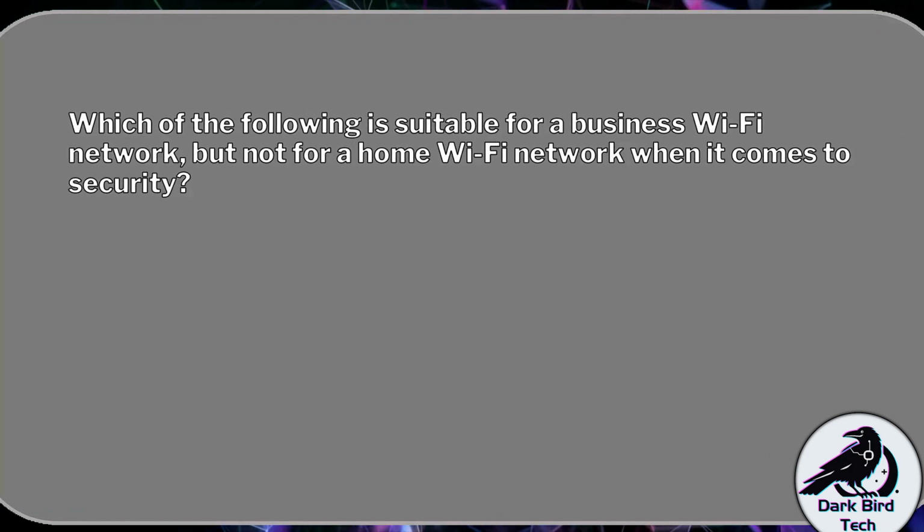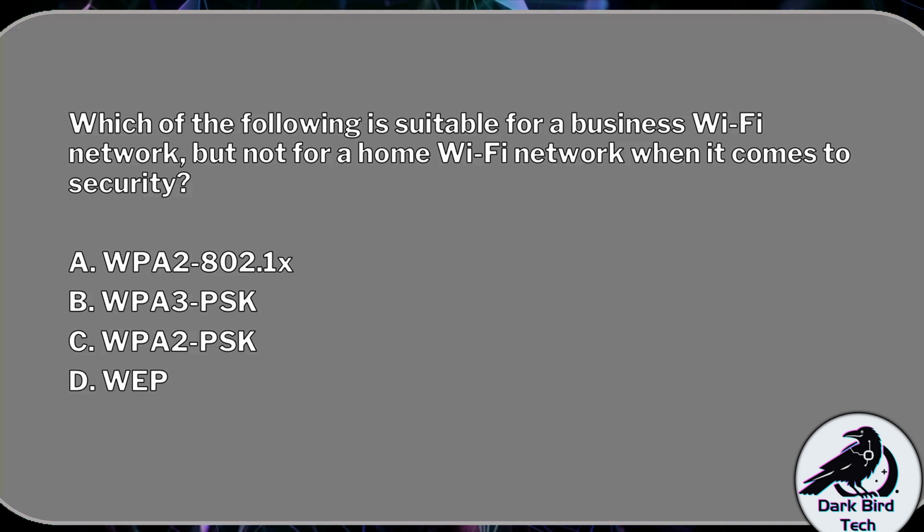Next up, which of the following is suitable for a business Wi-Fi network, but not a home Wi-Fi network when it comes to security? So let's see, we've got WPA2-802.1x, WPA3-PSK, WPA2-PSK, and WEP. Alright, so first of all, WEP is a bit of a red herring. This is not suitable for anyone's security anymore. WEP has been very, very vulnerable for many, many years. So we'd avoid this no matter what kind of wireless network we're dealing with. So that leaves us with WPA2 and WPA3.